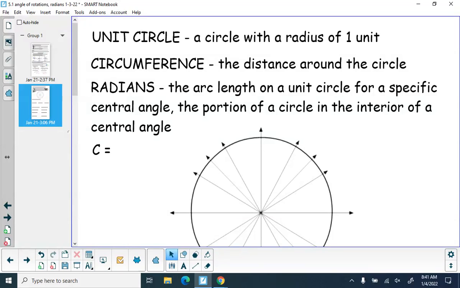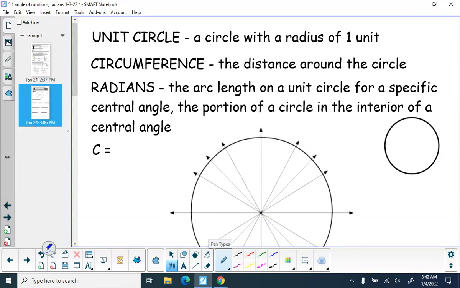When we talk about a circle, the definition of a circle is a set of points that are equidistant from a given point. So when you look at a circle, we have a given point here. The circle is this stuff right here. This is the circle. This here is not the circle. That's the interior of a circle.